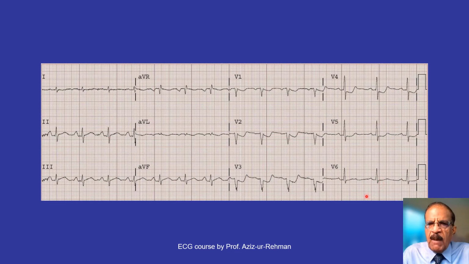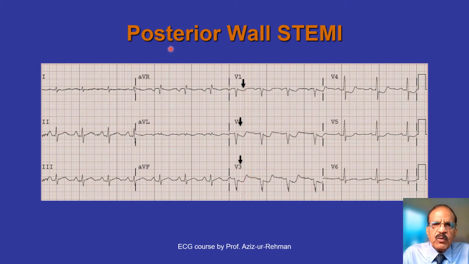T wave is also upright. So I draw your attention to these ST depression and prominent R wave. So I think the diagnosis is posterior wall STEMI, especially in view of the history. Of course, this patient would need troponins for final confirmation.